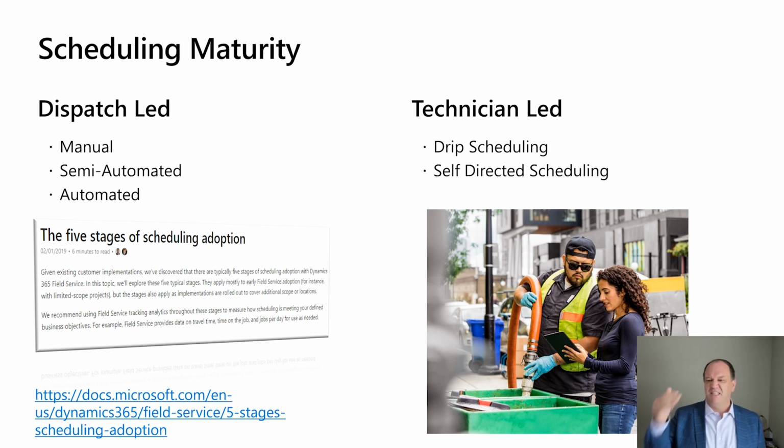But you really have dispatch-led scheduling, which you start off with manual drag and drop. So the way dispatch has been doing that for years. You move into semi-automated, which is like the scheduling assistant: just click, find the best resource, schedule it. And then you also have fully automated, which we generally think of as a resource schedule optimization type of play, but it's really more hands-off and exception-based.